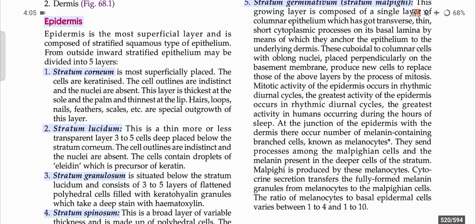So what are the points of stratum corneum? Stratum corneum is the most superficially placed layer. The cells are keratinized, the cell outlines are indistinct, and nuclei are absent. The layer is the thickest at the sole and the palm, and thinnest at the lip. The special outgrowths of this layer are hairs, horns, nails, feathers, scales, etc.